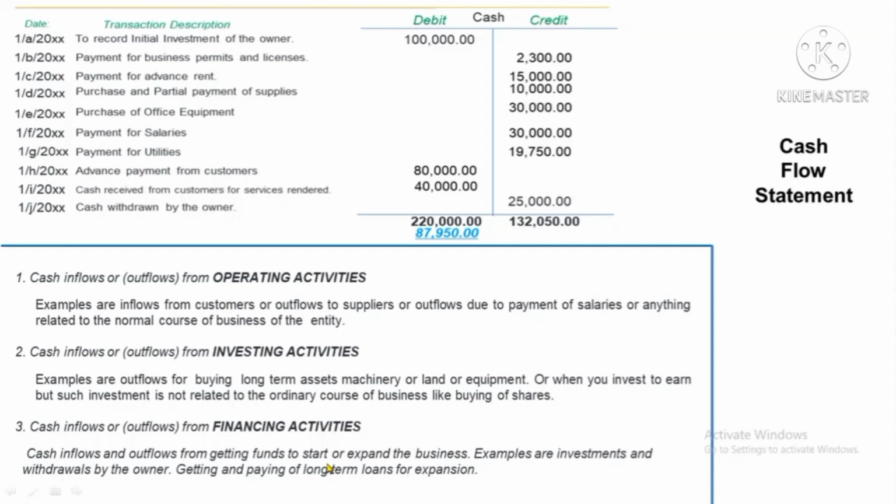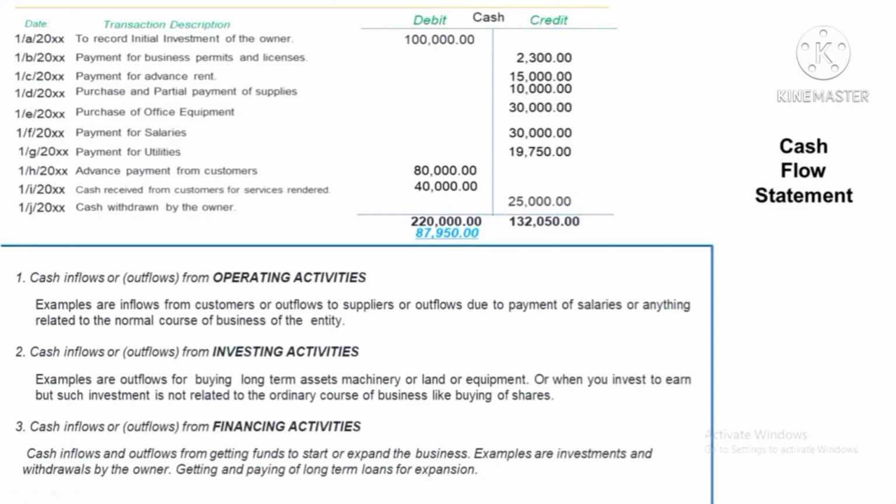When you get financing, eventually you will pay interest and dividends to the providers of funds. So there is no problem with dividends paid because they are considered outflows under financing activities as they should be. The problem is on the interest payments because they are considered outflows from operating activities despite being directly related to financing activities. And that's another thing that you need to remember.